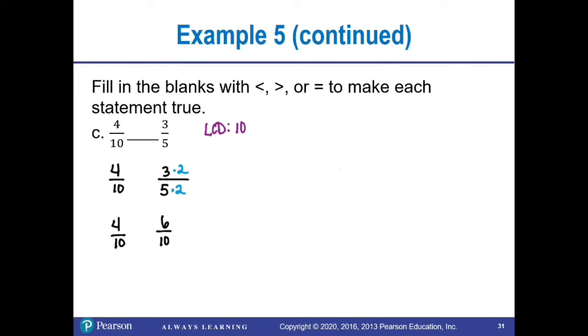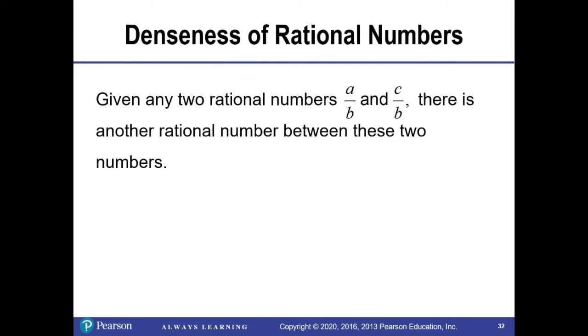And so here, the alligator opens its mouth to eat the bigger number, and so 4/10 is less than 6/10, or 4/10 is less than 3/5. That brings us to our final topic in section 6.1. If you give me any two rational numbers, I can always find a rational number between those two numbers.